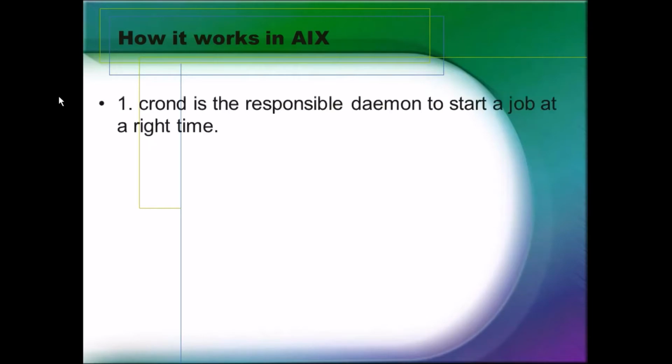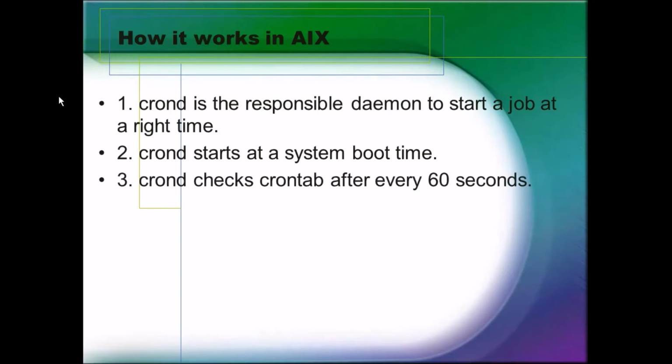How does it work in AIX? In AIX, cron is the daemon responsible for starting a job at the right time. At the back end, the process name is cron, which does all the management of our scheduled jobs. Cron starts at system boot time, so when we start the AIX operating system, this service gets started by default. Then cron checks the crontab file every 60 seconds. So 60 seconds is the minimal interval to schedule a job.